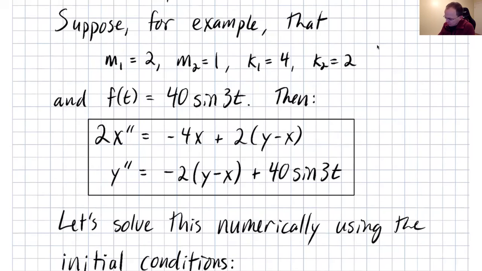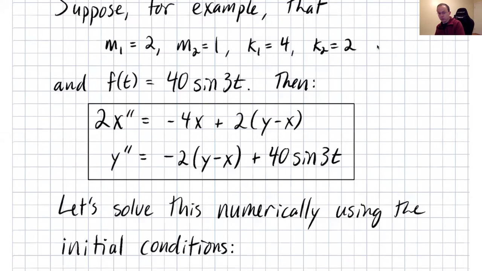Okay, so let's plug everything in. So we have m1 times x double prime is equal to negative k1 times x plus k2 times (y minus x). And then here we have m2, which is 1, times y double prime is equal to minus k2, which is 2, times (y minus x), plus the external force. Okay, so that's it. That's just plugging everything in.